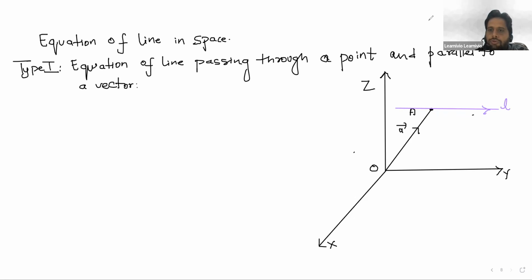Now, suppose you have a vector B. This line is parallel to this vector B. So what is given in this type is they will give us a point through which the line is passing and they will give a vector which is parallel to the line. Now here what we will do in this line, we will take a point R, and its position vector is R. So on this line, we are taking a position vector R.